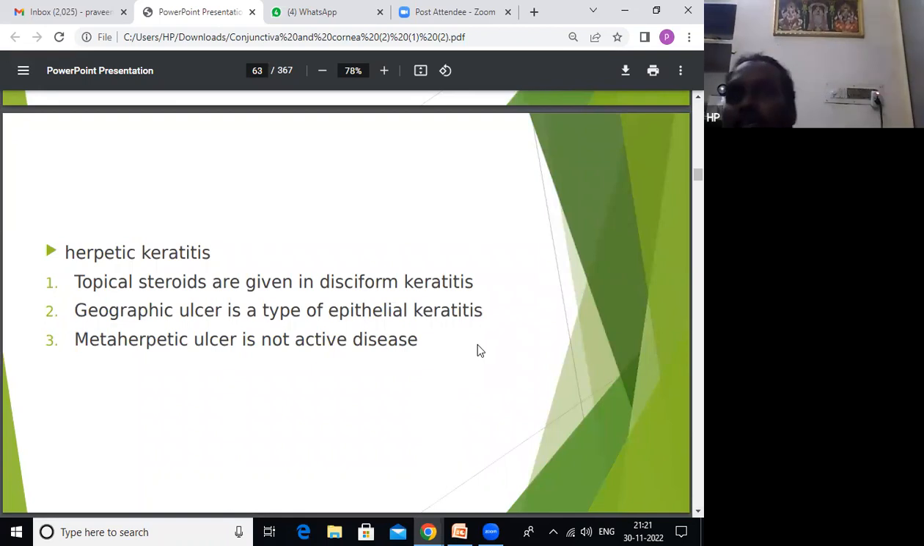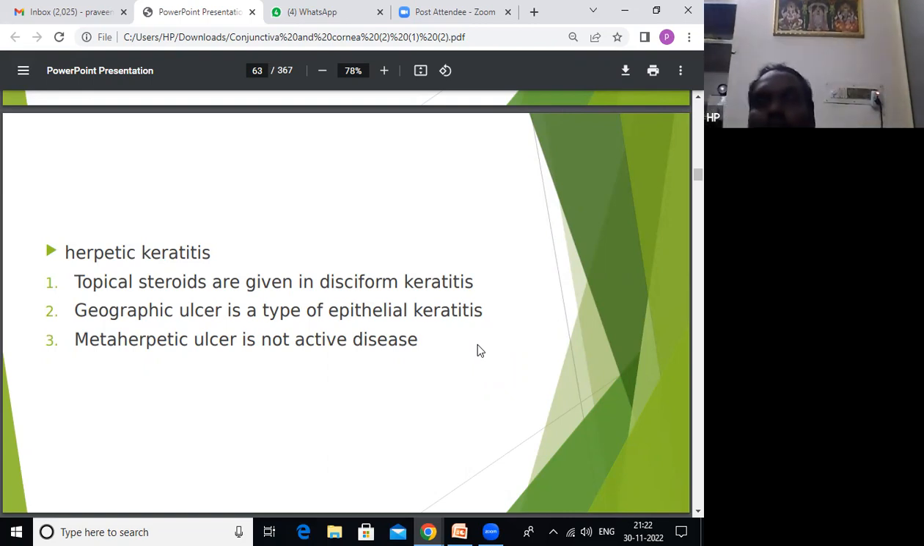Then herpetic keratitis. Here, I just want to give you a basic understanding of herpetic keratitis. The epithelial lesions of herpetic keratitis are infective in origin. That means there's an active viral replication, and only then can an epithelial keratitis happen in herpes virus. Whereas stromal lesions and endothelial lesions in herpetic disease are of immunological origin.